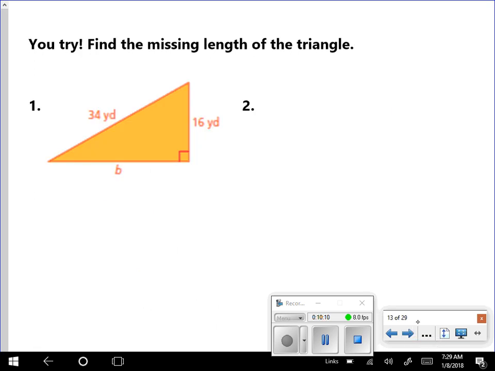All right, I want you to try number 1 here. We don't have a number 2. So this one's on your own. Okay, set up the Pythagorean theorem. I will check that one when you are done.